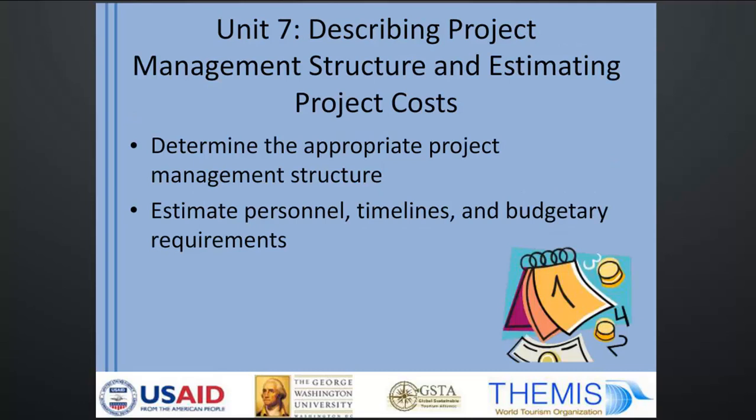Unit 7 is focused on describing project management structure and estimating project costs. This is where project implementers or partners will need to agree upon responsibilities for performance. In Unit 7, participants will learn how to determine the appropriate project management structure, as well as estimate personnel timelines and budgetary requirements.